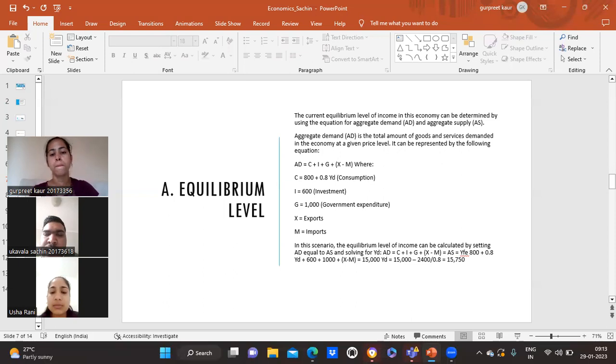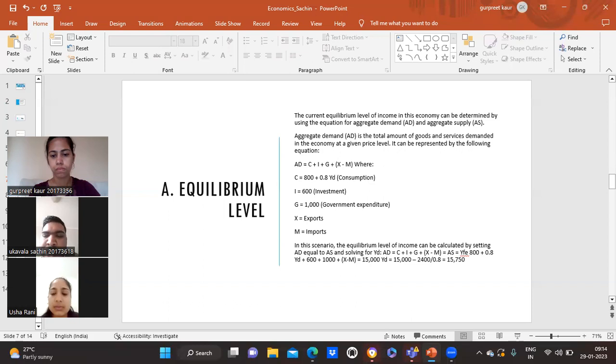C equals 800 plus 0.8 YD. I equals 600. G equals 1000. X equals exports. M equals imports. In this scenario, the equilibrium level of income can be calculated by setting AD equal to AS and solving for YD.